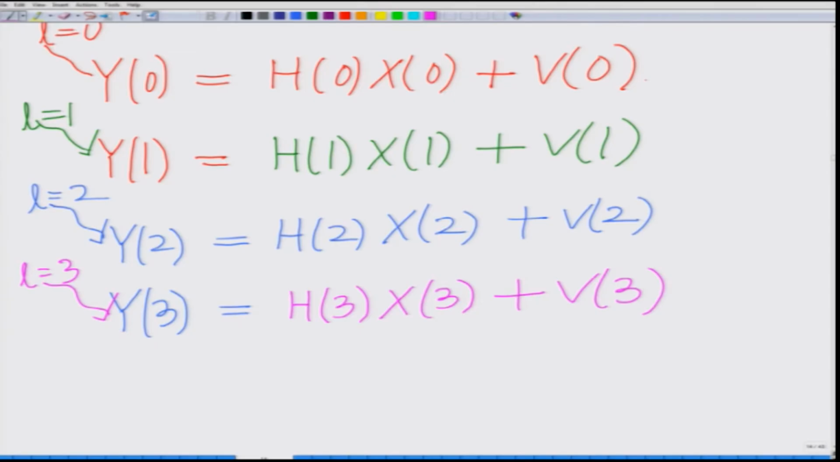So, basically now what we have done is we have written down explicitly the relation corresponding to each subcarrier, that is YL equals HL times XL plus VL.